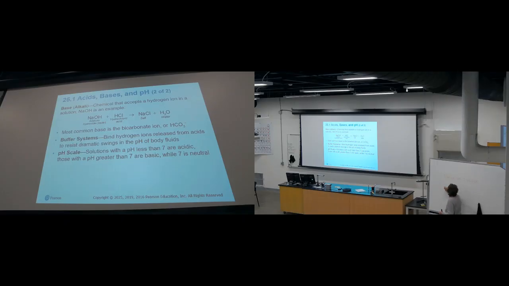Anything greater than 7.45 leads to alkalosis. Anything less than 7.35 leads to acidosis.